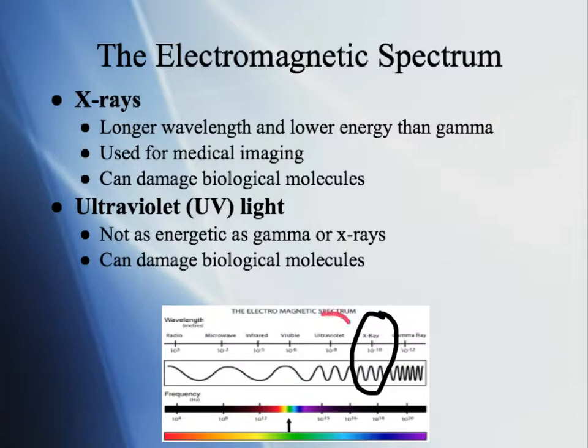Next up, the next longest is ultraviolet light. Again, it's not as energetic as gamma rays or X-rays, because it has longer wavelengths. But it still has short enough wavelengths and high enough energy to cause damage in biological molecules. So we have to be careful with the sun. The sun produces UV rays, and that's what sunscreen is designed to protect us from, because UV light can damage our cells and cause skin cancer.